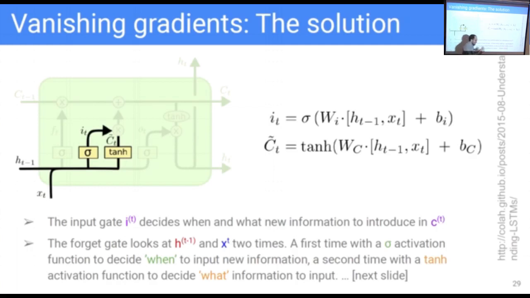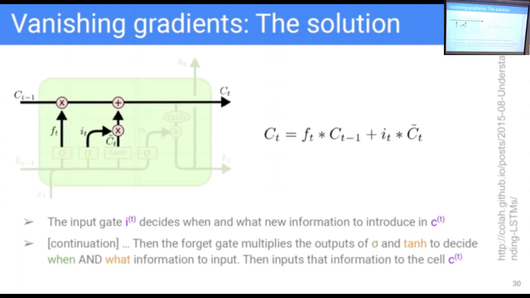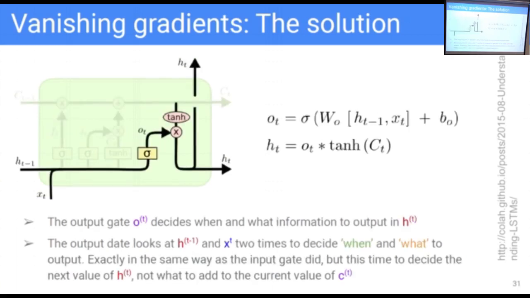The division is not that pure, because both of them are doing a little bit of both, but if you want to simplify the concept a bit too much, you can think of one deciding when to write, the other what to write. And this one I have been explaining before, we modify, forget, and input according to those other gates. So that was for the memory cell. What do we do for the hidden state?